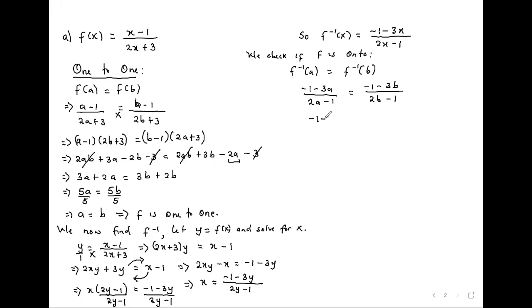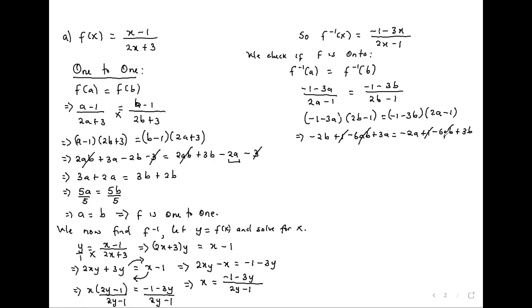Then we'll get -1 minus 3A times 2B minus 1 is -1 minus 3B times 2A minus 1. We expand, we get -2B plus 1 minus 6AB plus 3A is equal to -2A plus 1 minus 6AB plus 3B. So again, +1 and +1 will cancel, and minus 6AB minus 6AB will cancel.